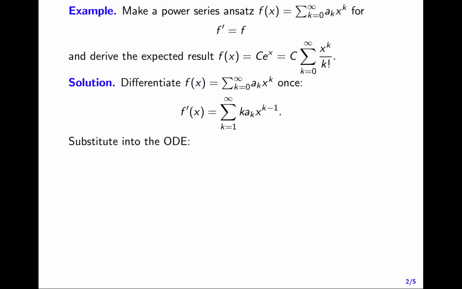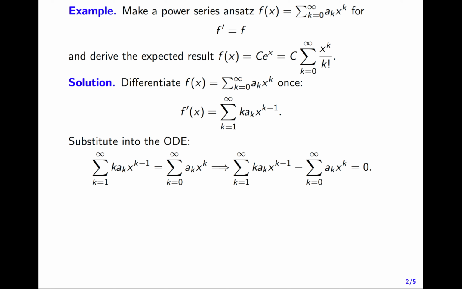And then we're going to substitute this into our differential equation. So we want the sum from k equals 1 to infinity of k times ak times x to the k minus 1 equal to the sum from k equals 0 to infinity of ak times x to the k. So on the left I have f prime, and on the right I have f. And just subtracting, that tells me the sum from k equals 1 to infinity of k times ak times x to the k minus 1 minus the sum from k equals 0 to infinity of ak times x to the k has to be 0.